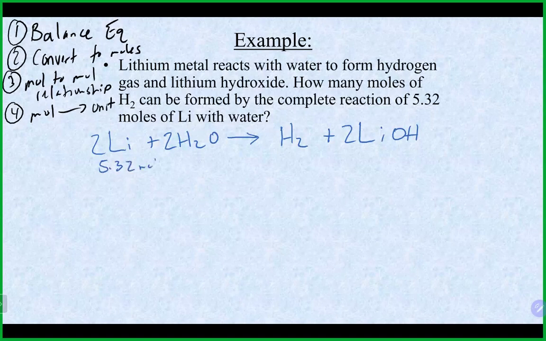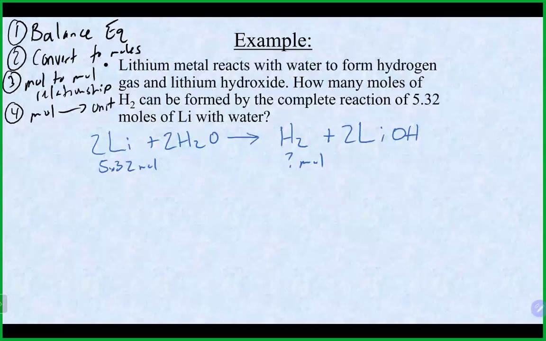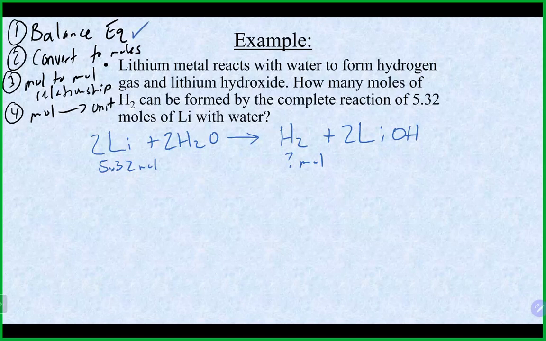Now that I have it balanced, essentially I have 5.32 moles of lithium. I eventually want to find out how many moles of hydrogen I would produce. So now that we have the balanced equation, the next thing that we want to do is convert whatever they gave us into moles. Do I need to do that in this case? I do not, because it's already in moles, so don't undo it. So that means I go to the next step, which is really the stoichiometry step.